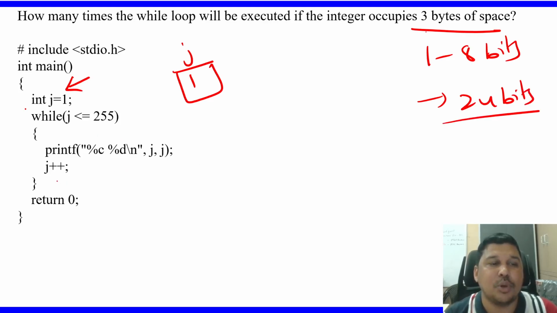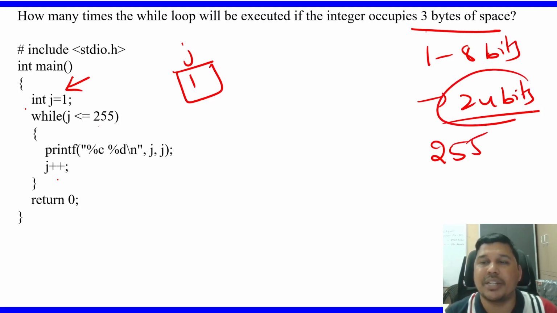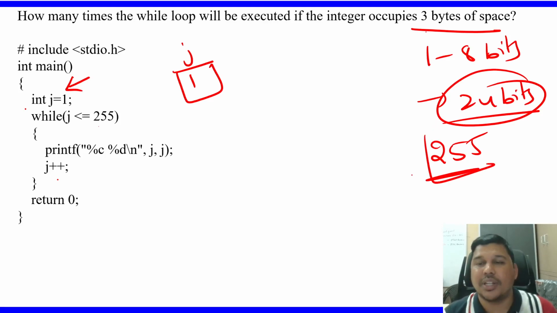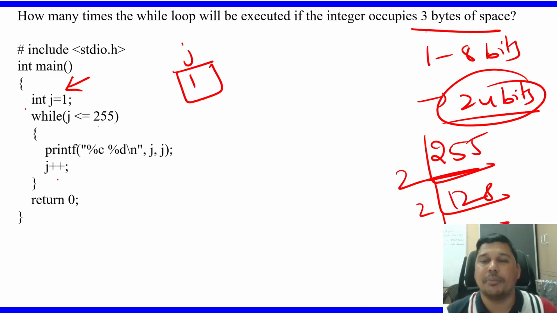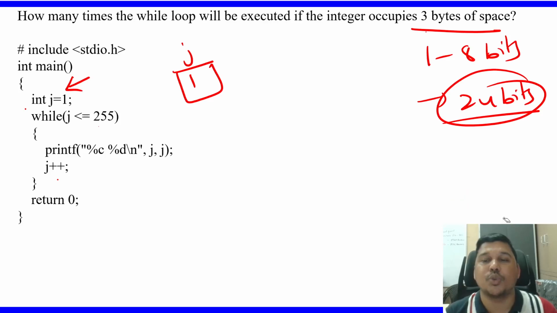Can I represent it? I am doing j plus plus. So what is the maximum value which j can go to? It can go up to 255. So can I represent this 255 with 24 bits? Easily you can represent it. With 24 bits you can represent a large number. Okay, 255, you convert this to binary, you will understand how to represent this 255. You keep doing that, you will understand how to represent 255. So the number of bits required to store 255 is more than enough. This 3 bytes is more than enough. So the integer occupying 3 bytes has no impact on this while loop.